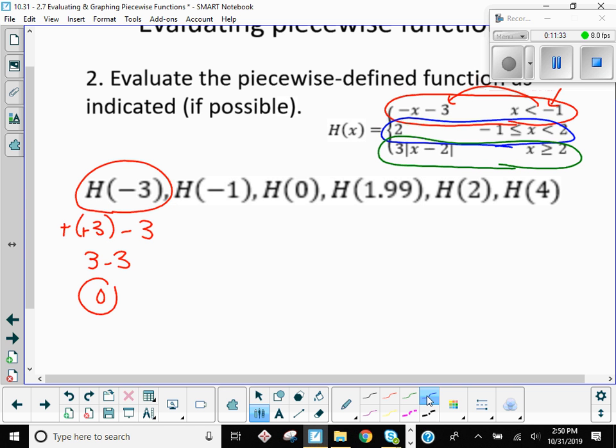Well, I mean, I would, but what's the problem? There is no x. It's just a constant of 2. That's a horizontal line where y equals 2 everywhere, no matter what your x value is. So even though x is negative 1, we can't plug it into anything, but we know the output is 2.